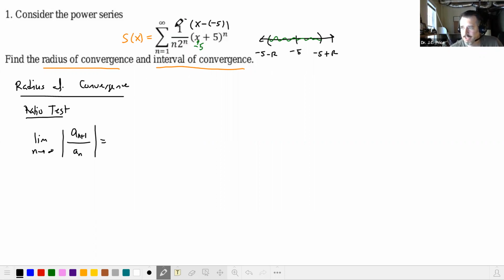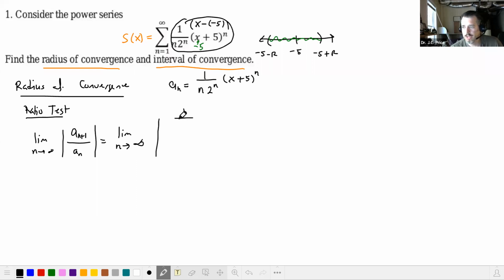So let's make this very clear. This is our a sub n. It's just the term. So a sub n is equal to 1 over n times 2 to the n, and then don't forget that x plus 5 to the nth power. And so now that I know what my terms are, I just plug it in and run the limit on it. So the limit as n goes to infinity, absolute value 1 over, and then wherever you see an n, you're going to replace it with n plus 1.